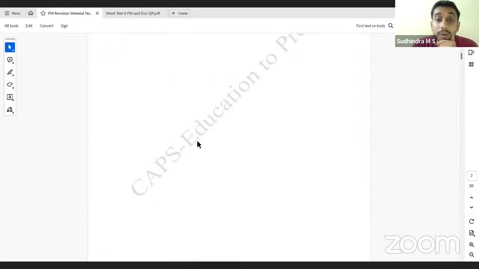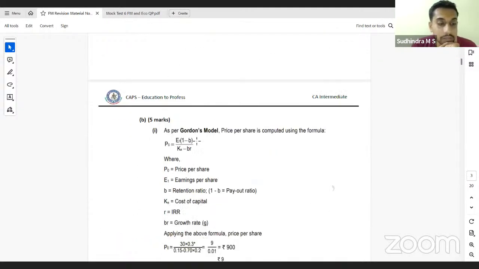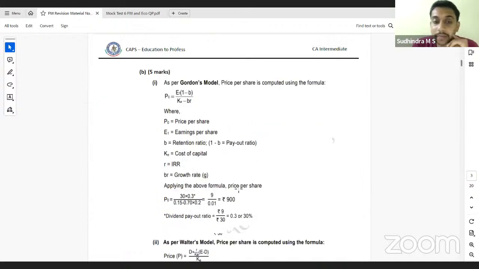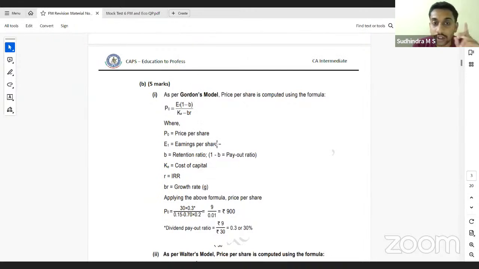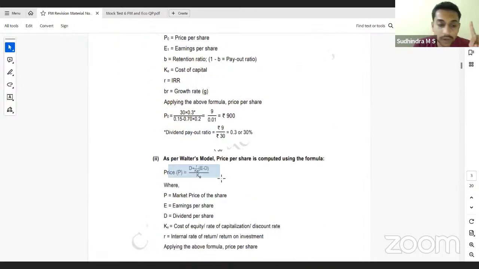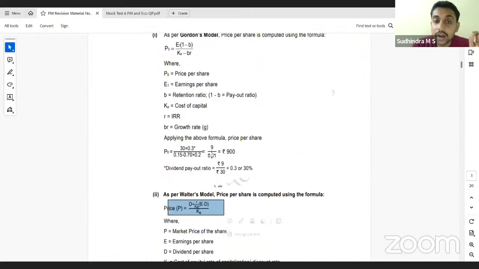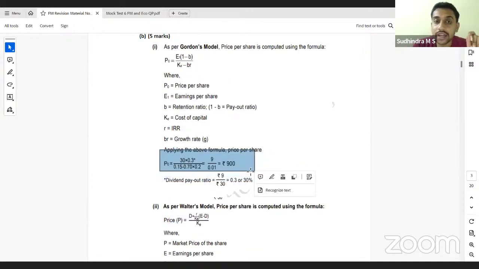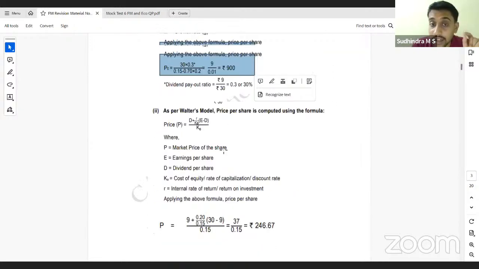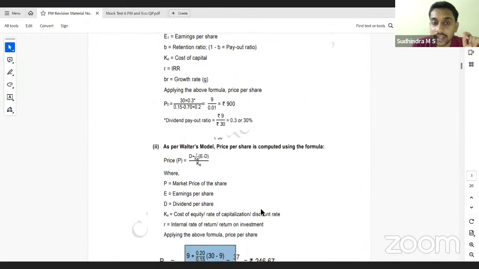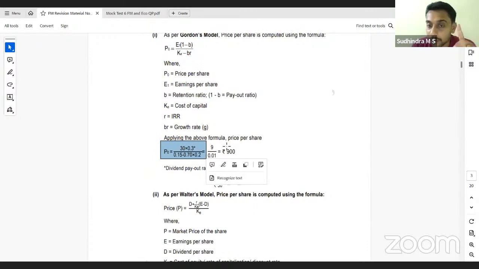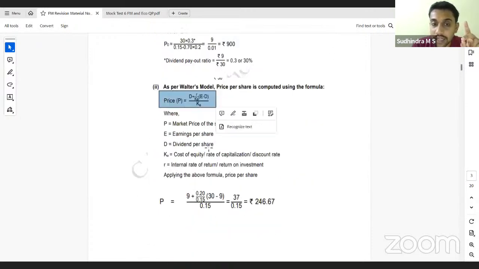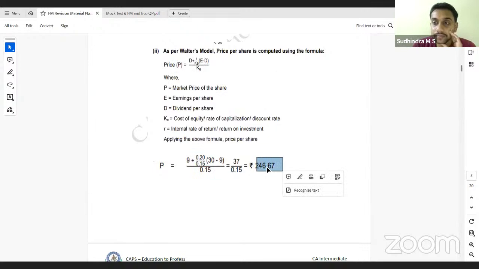That's the first, 1A. Second, 1B was calculation of market price per share under Gordon's model and Walter's model. For both models, the formula is very important. Writing the formula gives you 1 mark. You cannot directly get the final answer; you have to show the calculations. Calculations carry 1 mark. Final answer, half mark each. That is, formula 1 mark, calculation 1 mark, final answer half mark, for each model.